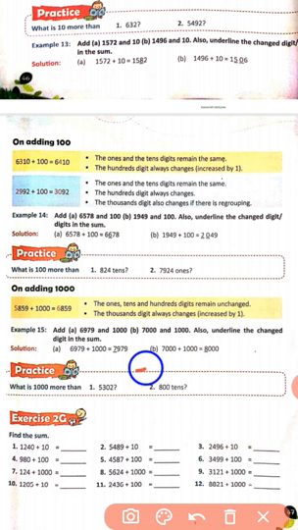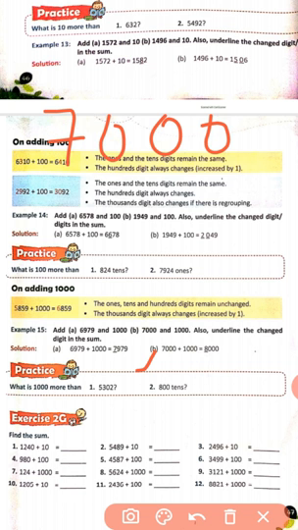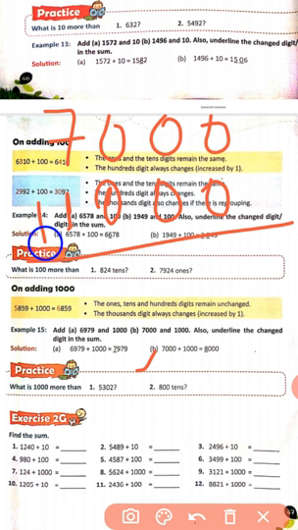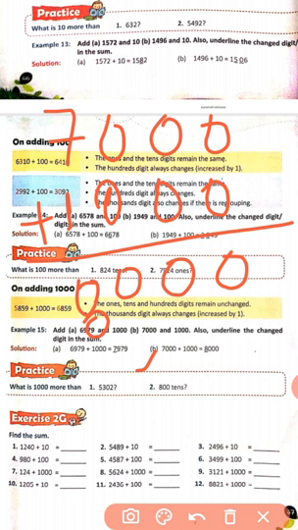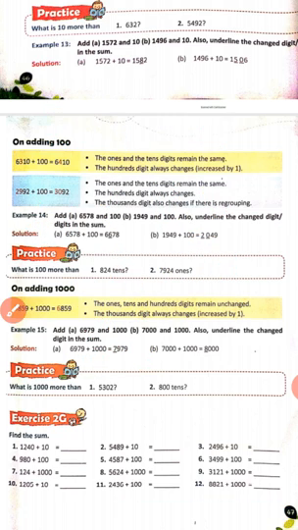Next, 7000 plus 1000 we have to add. So after adding 7000 and 1000 we get 8000. Here ones, tens and hundreds digits remain unchanged, and the 1000 digit always changes. So we underline the 1000 digit. Okay.